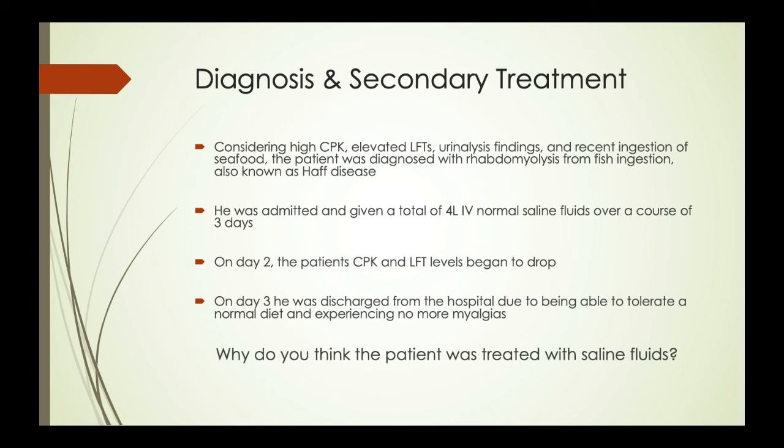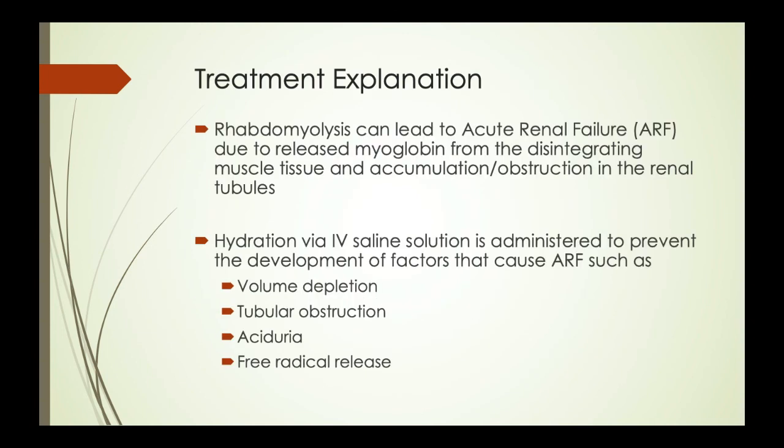So, why do you think the patient was treated with saline fluids? Rhabdomyolysis can actually lead to acute renal failure due to the released myoglobin from the disintegrating muscle tissue. This myoglobin then accumulates in the renal tubules and can cause obstruction. Thus, hydration via IV saline solution is administered to prevent the development of factors that cause ARF. These include volume depletion, tubular obstruction, aciduria, and free radical release.